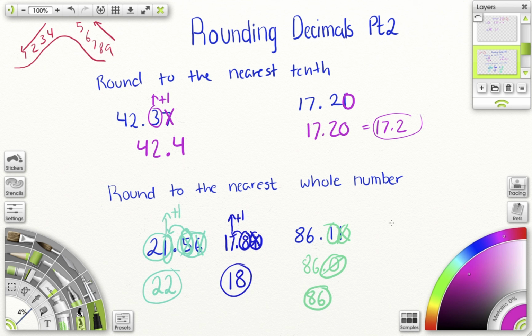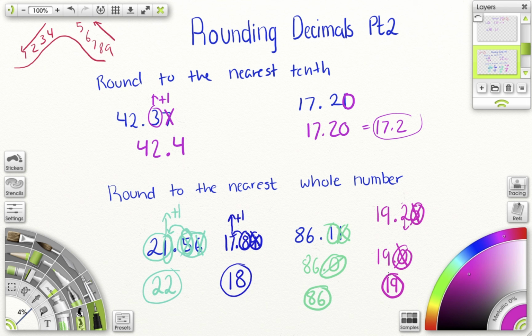Let's try one more. Let's do 19.25. Again, I don't need to worry about this digit. That's irrelevant. I care about this one. 2, I round down. So this becomes a 0. So I have 19.0. I just get rid of this 0.0. I don't need it. And I just keep the 19.